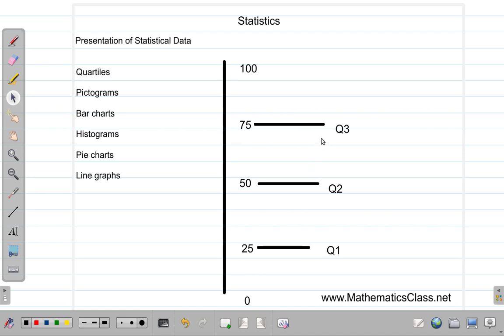So you have Q1, Q2, Q3. So these are the 3 quartiles that you're talking about here when you say quartiles.